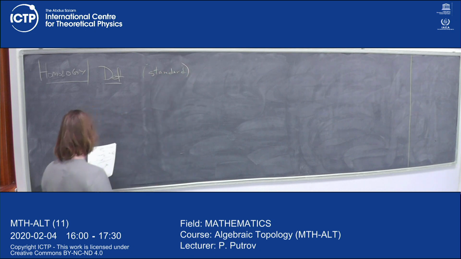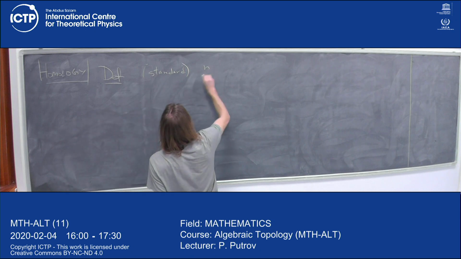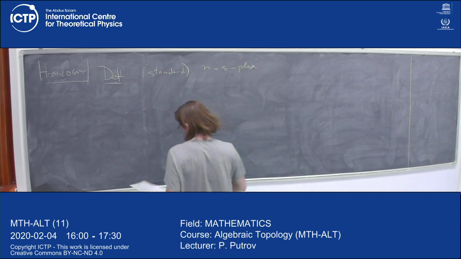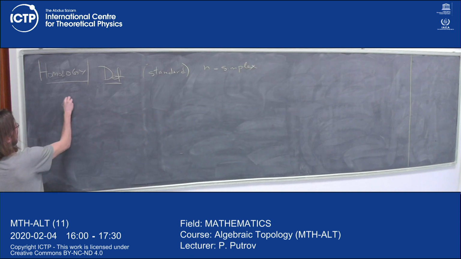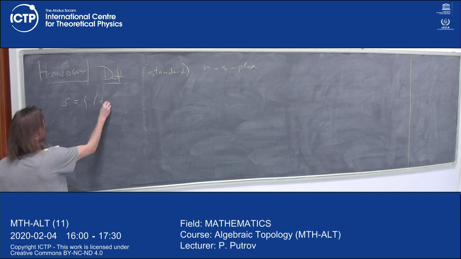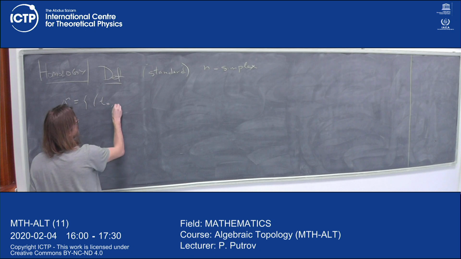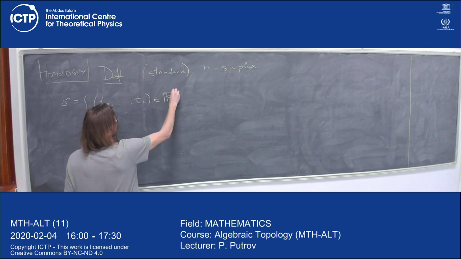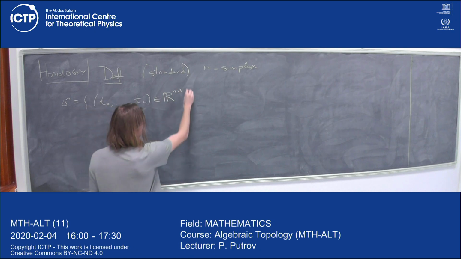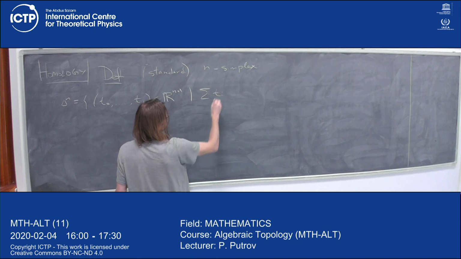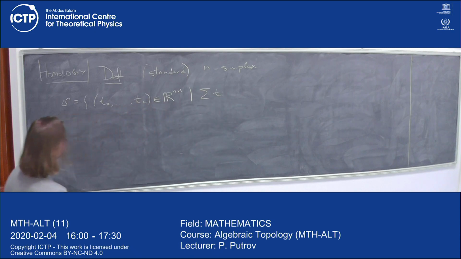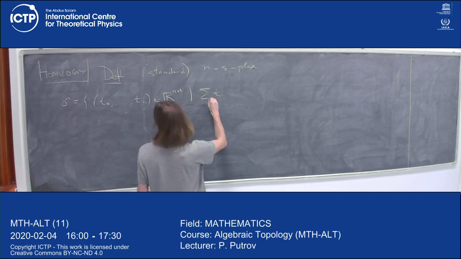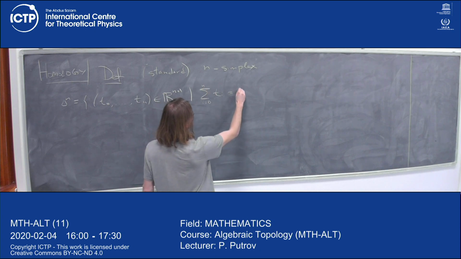First we want to formalize the notion of what's called the standard simplex. We can define it as a subset of points in R^(n+1) that satisfy the following condition: the sum of the coordinates is 1.